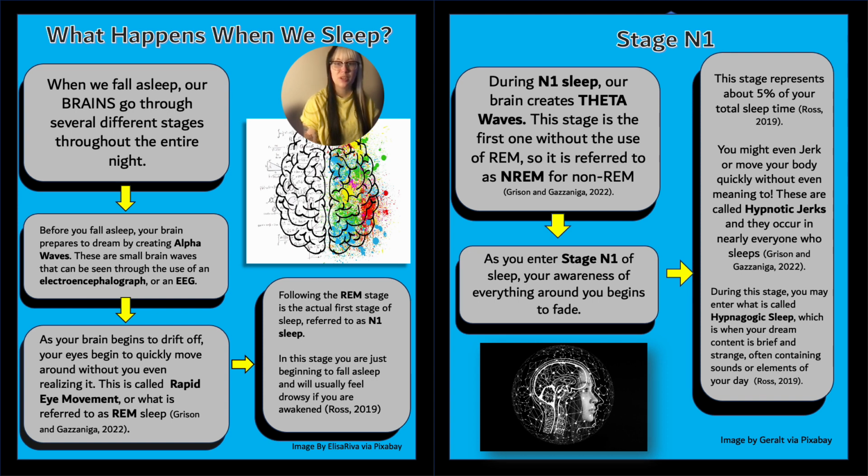As you enter stage 1 of sleep, your awareness of everything around you begins to fade. This stage represents about 5% of your total sleep time. You might even jerk or move your body quickly without even meaning to. These are called hypnotic jerks, and they occur in nearly everyone who sleeps. During this stage, you may enter what is called hypnagogic sleep, which is when your dream content is brief and strange, often containing sounds or elements of your day.